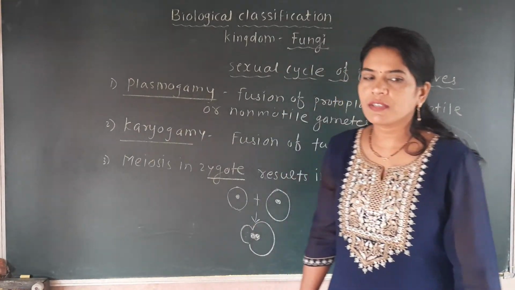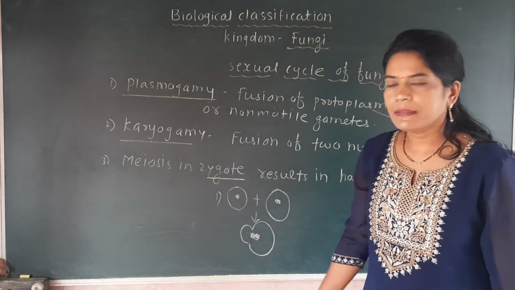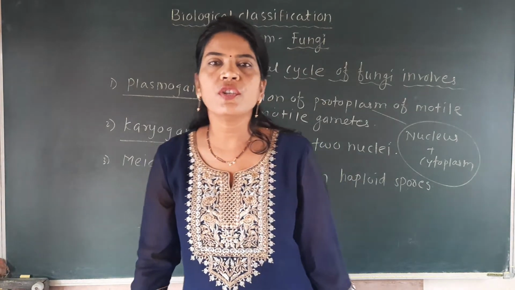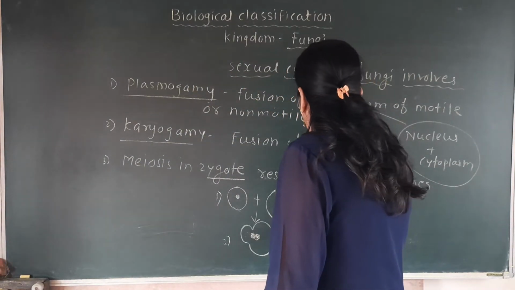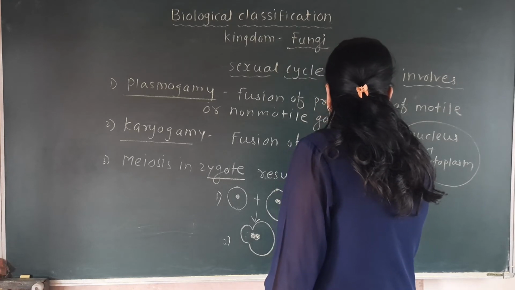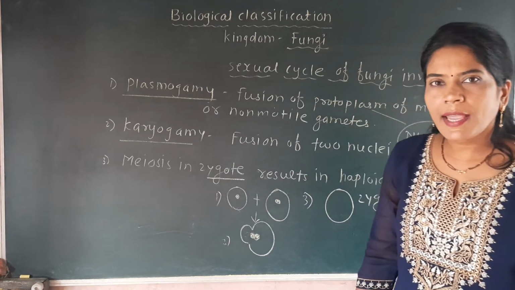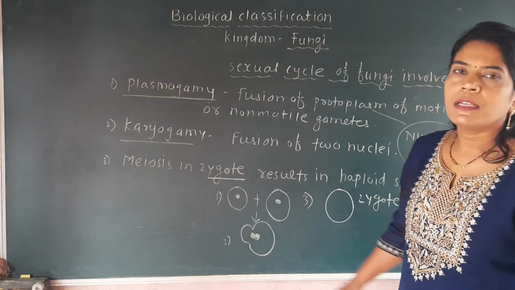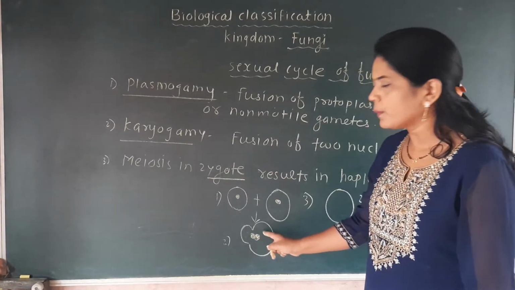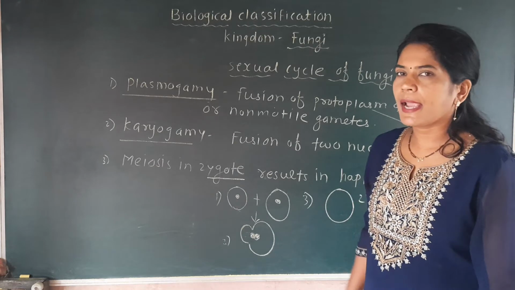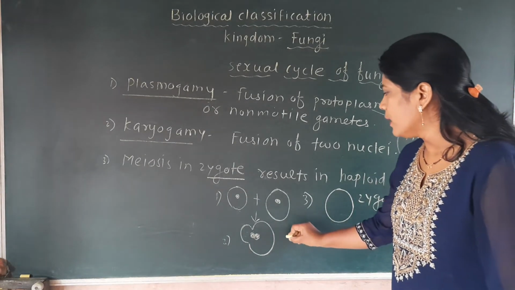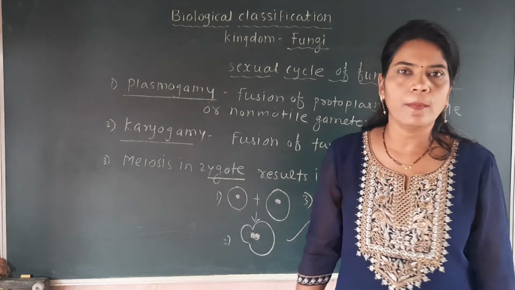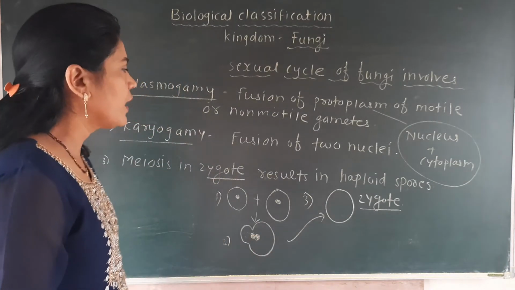And then the third step. It is the first step, the second step, and the third step is that there will be formation of the zygote. And what is the zygote? The zygote is the result after the fusion of the protoplasm, and after the fusion of the two nuclei, that is karyogamy, there will be a structure called the zygote, and this zygote structure is developed at the third step of sexual reproduction.